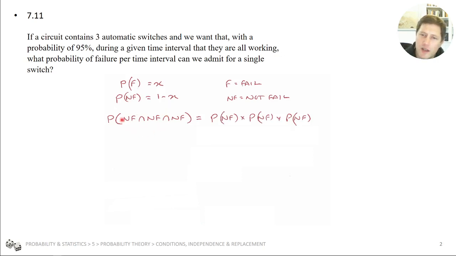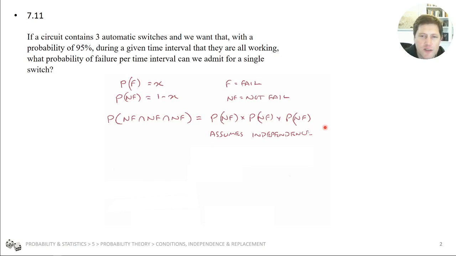So here we can convert the probability of none of the 3 switches failing, so that's switch 1 not failing and switch 2 not failing and switch 3 not failing, into this expression where we've multiplied the probabilities by each other. When can we do that? Why can we do that? Well, we can do that by assuming independence. So if these switches fail independently, then that's true.